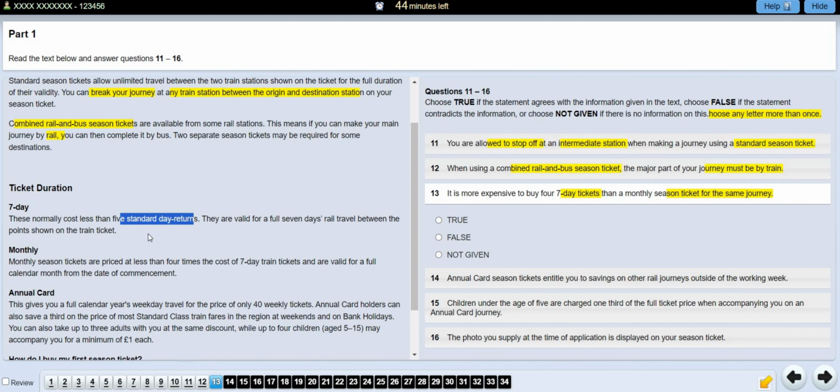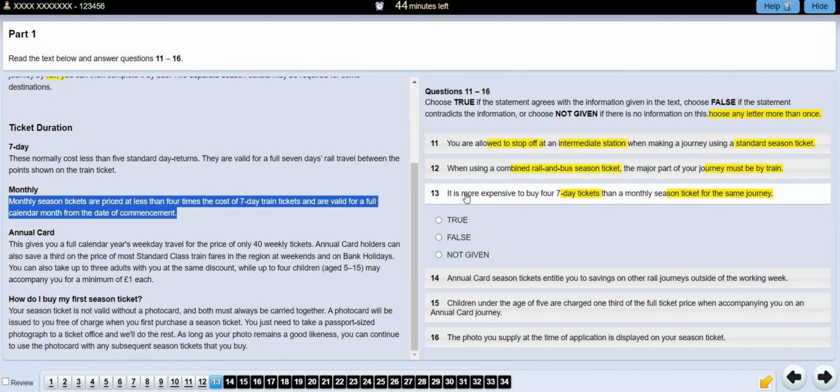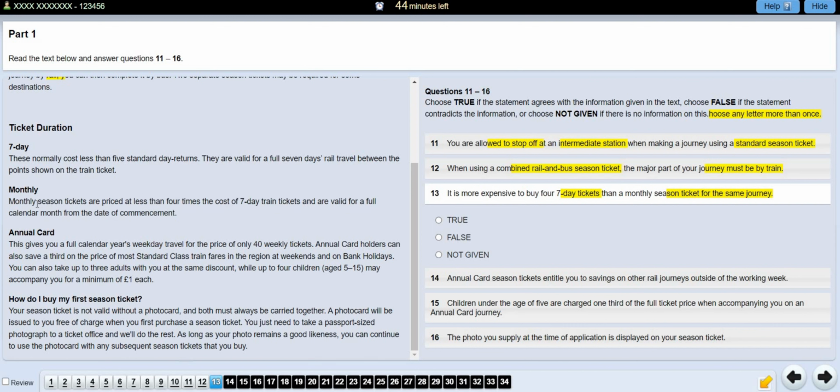These normally cost less than the 5 standard day returns. They are valid for a full 7-day travel between the points of the ticket. Monthly. Here is the monthly season ticket. So it is expensive to buy 4-7 tickets, more expensive than a monthly season ticket. Monthly season tickets are cheaper. They are priced at less than 4 times the 7-day tickets. The 7-day tickets are more costly, whereas the monthly tickets are much cheaper.